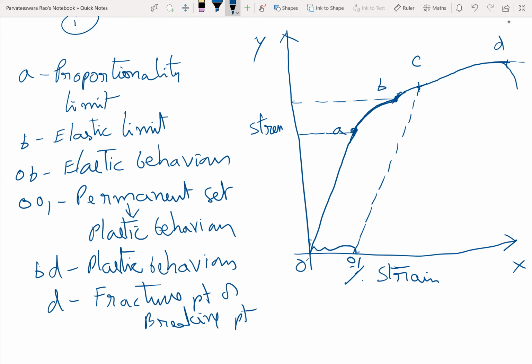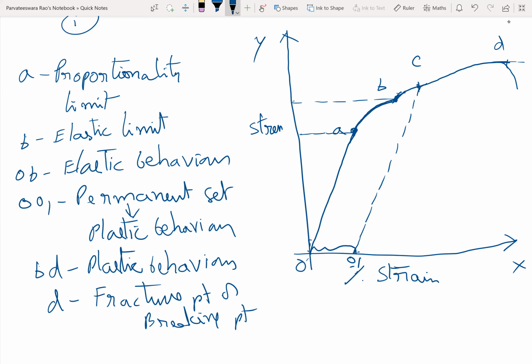Beyond that, if you increase the stress further, then the change in shape and size produced in the body will become permanent. Means even if the stress is made zero, the body will remain permanently in the new dimensions. That is, the body is permanently set in the new dimensions, which explains the plastic behavior.